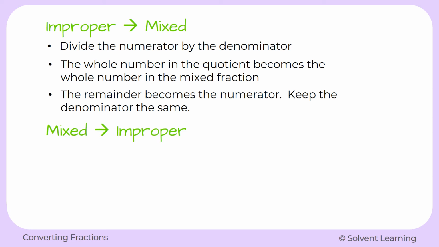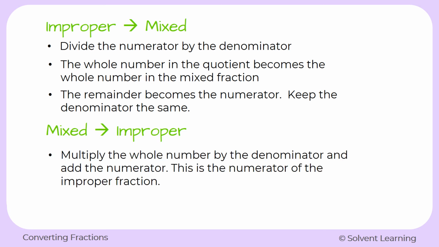Going from a mixed to an improper fraction, we first multiply the whole number by the denominator and then add the numerator. Whatever we get from that becomes the numerator of the improper fraction. And then, of course, just keep the same denominator.